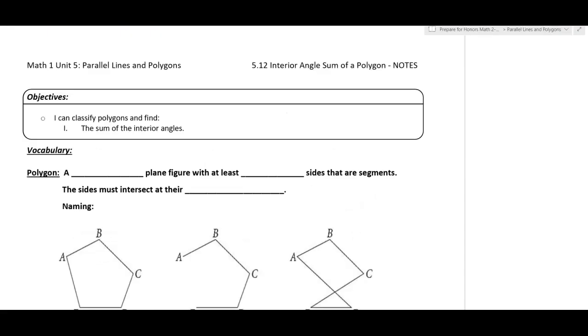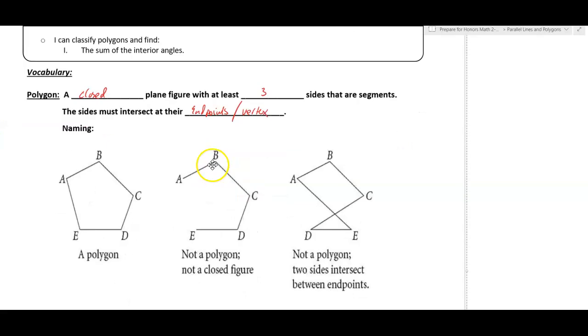Hello everyone, this section is on interior angle sum of a polygon. Just to let you know, a polygon is a closed plane figure with at least three sides that are segments. Now with these sides, the sides must intersect at their endpoints, or we could even say vertex. Okay, now what do we mean by closed plane figure?